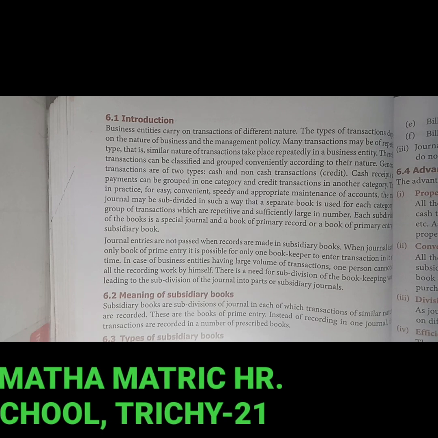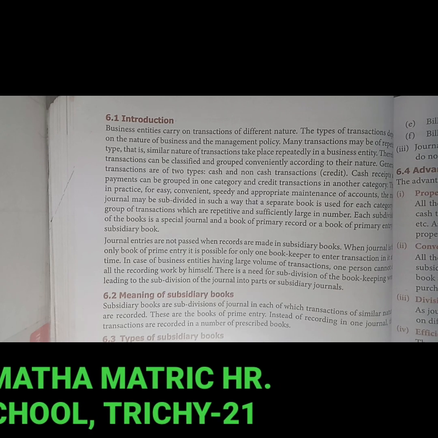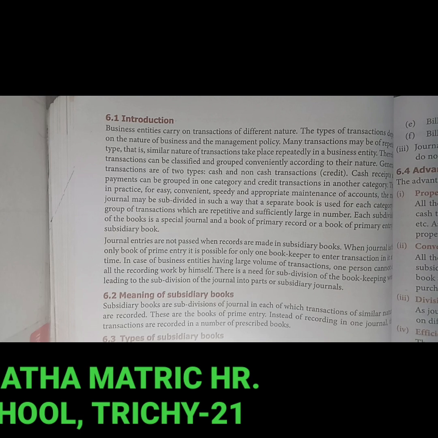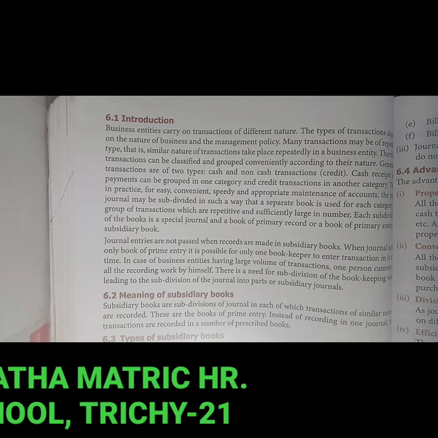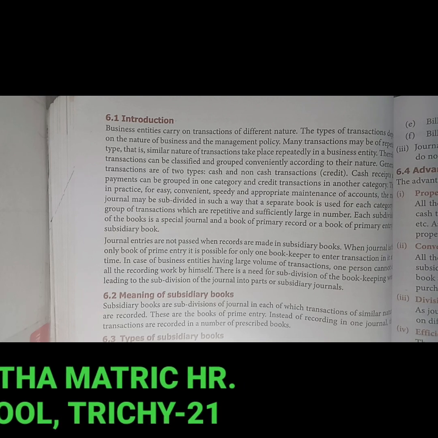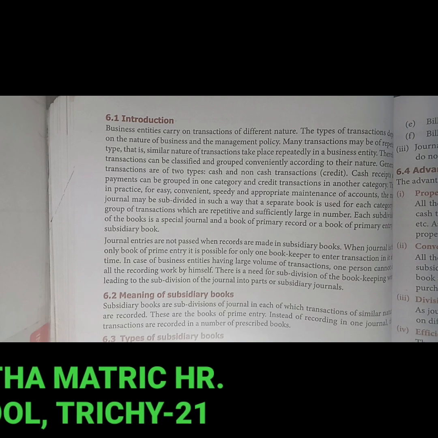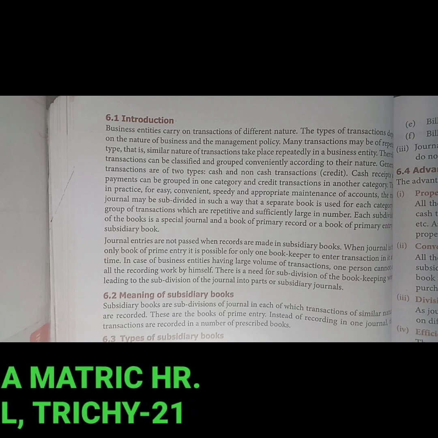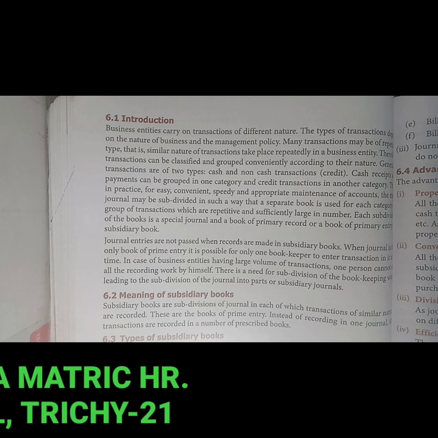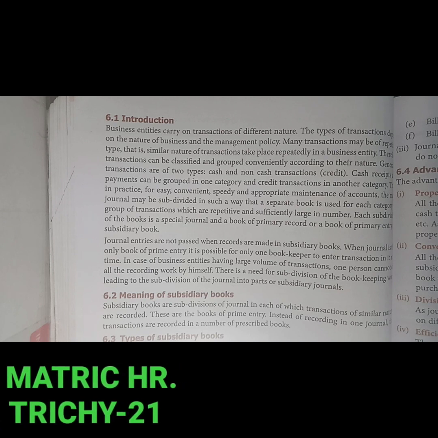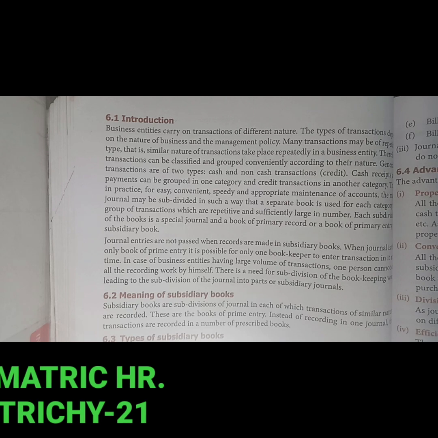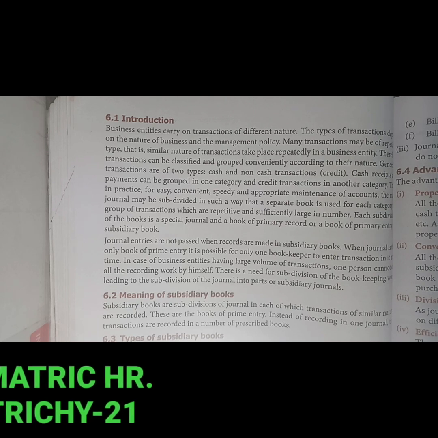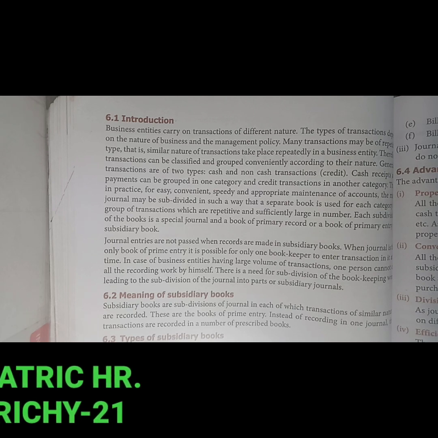Thus the journal may be subdivided in such a way that a separate book is used for each category or group of transactions which are repetitive and sufficiently large in number. Each subdivision of the book is a special journal, a book of primary record, a book of primary entry or subsidiary book. Journal entries are not passed when records are made in subsidiary books.